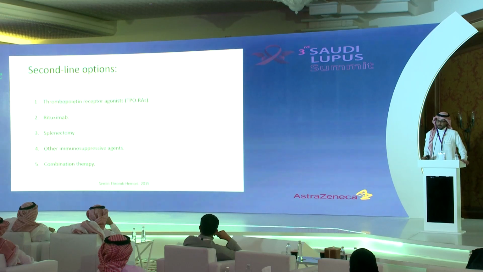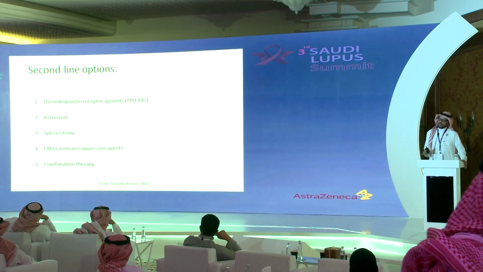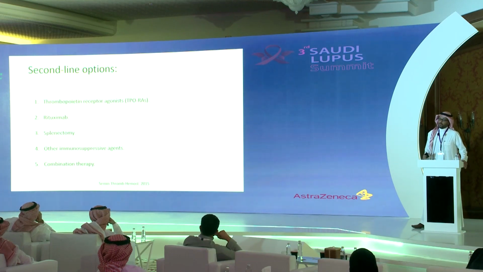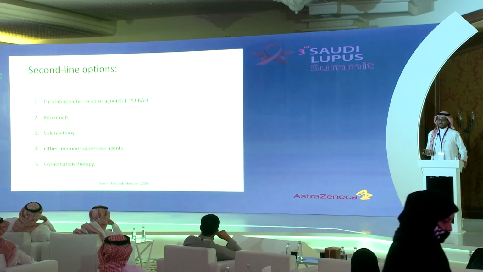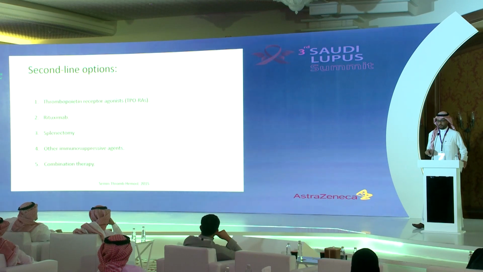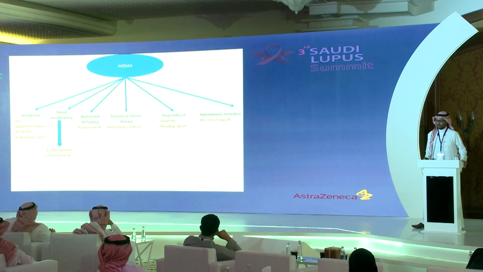Now, what I have to say about the second line options is the TPOs, the thrombopoietin agonist treatment, and the splenectomy that's been used in ITP. All I have to say is that in lupus, you tend to use the thrombopoietin agonist before splenectomy because of the possible side effects in the future. The other point is that thrombopoietin agonist does have a higher risk of thromboembolism. So in patients with positive antiphospholipid antibodies, it's wise to avoid it if you can.